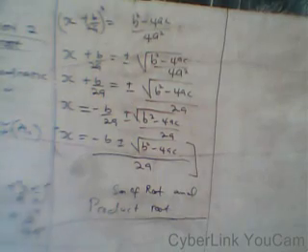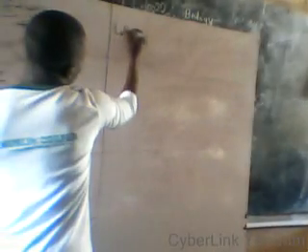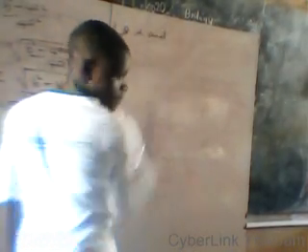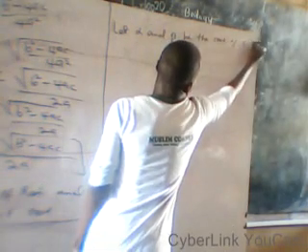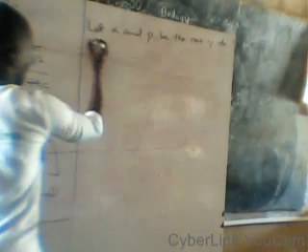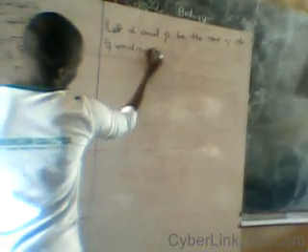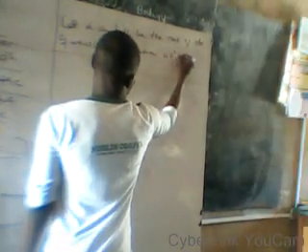Now, let's move on. Sum of roots and product of roots. Let alpha and beta be the roots of a quadratic equation. That is the quadratic equation ax squared plus bx plus c equals 0.